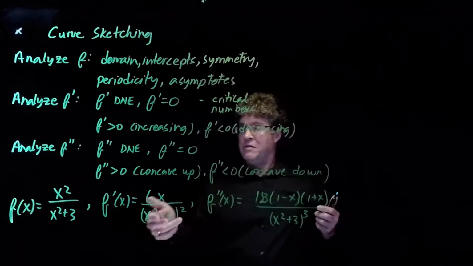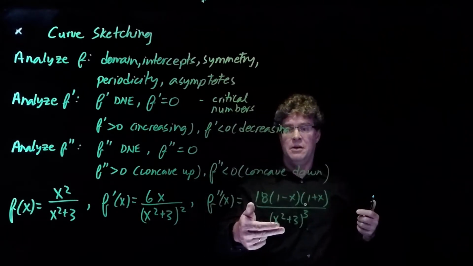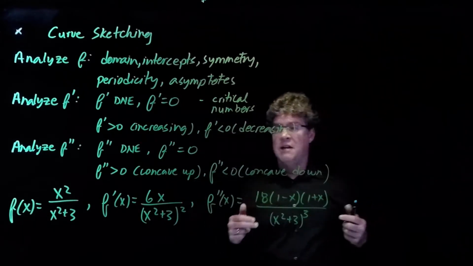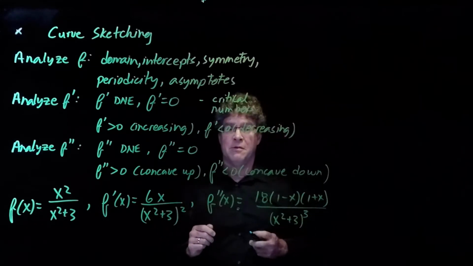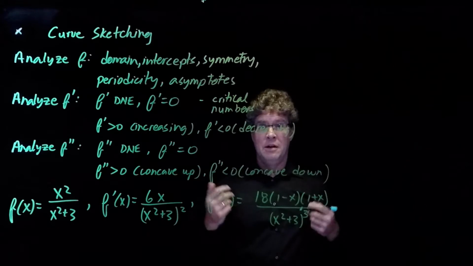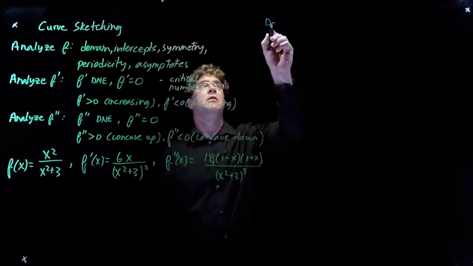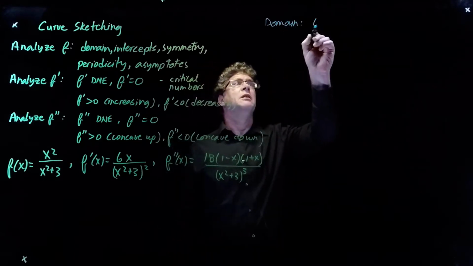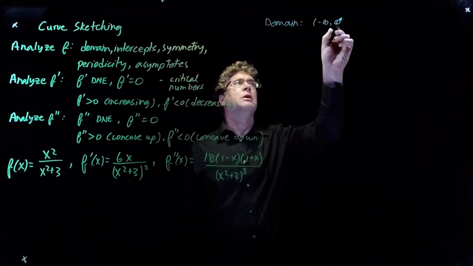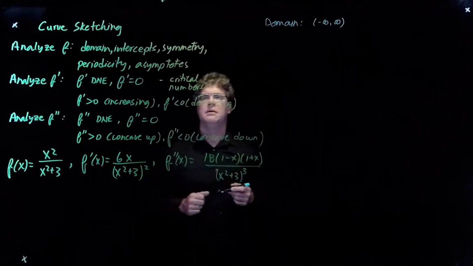The first derivative is given right here, and the second derivative is given right here. So when you have a chance, work through and make sure you agree with these formulas for the first and second derivative. So to start with, we're going to look at the domain. And the domain is just going to be the entire real line, because we can put any number into f and get a value back.